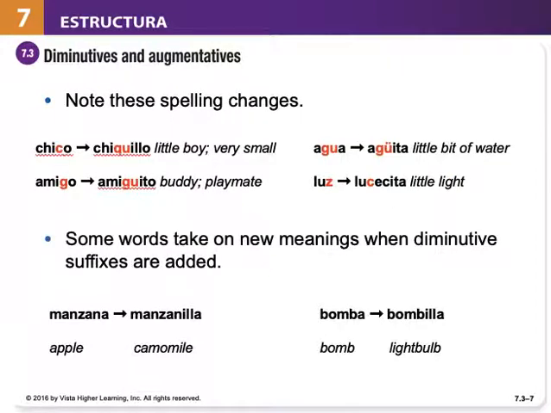Note the spelling changes: chico, chiquillo, amigo, amiguillo, agua, agüita, y luz, lucecita. Some words take on new meanings when diminutive suffixes are added. Manzana, manzanilla. You see, the word manzanilla means chamomile. Bomba, bombilla. You see, the word bombilla means light bulb.